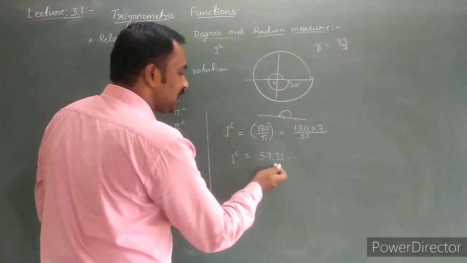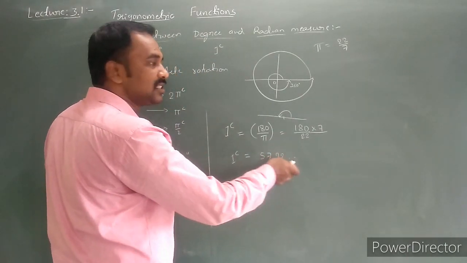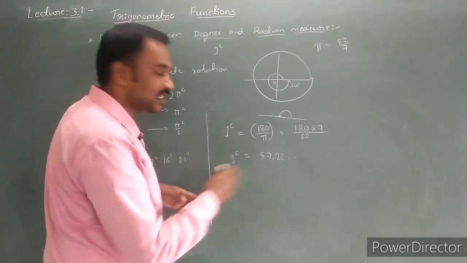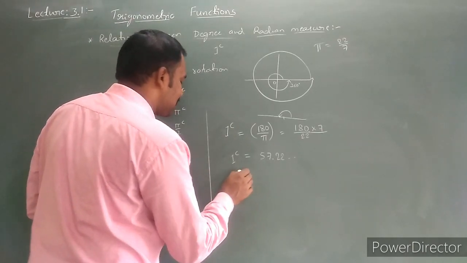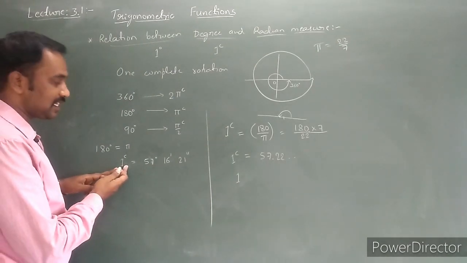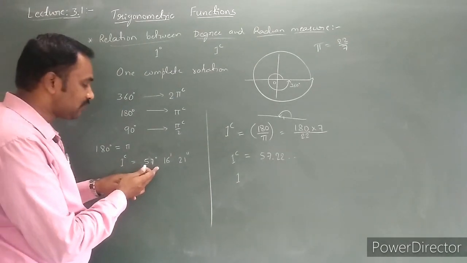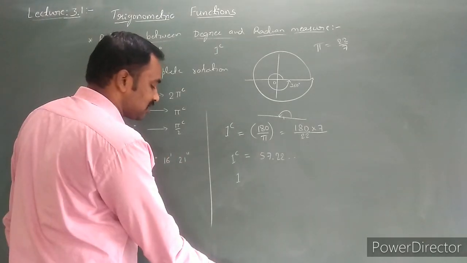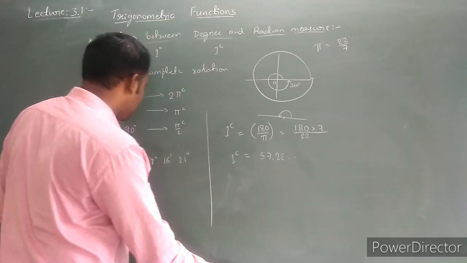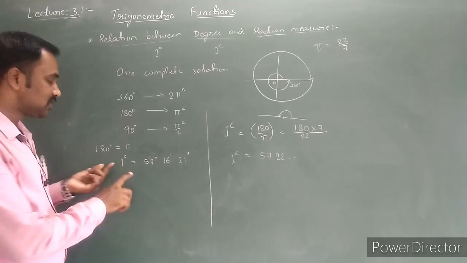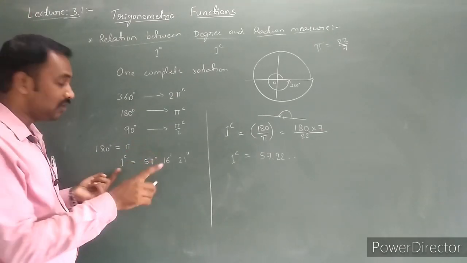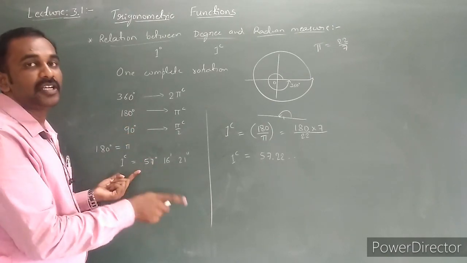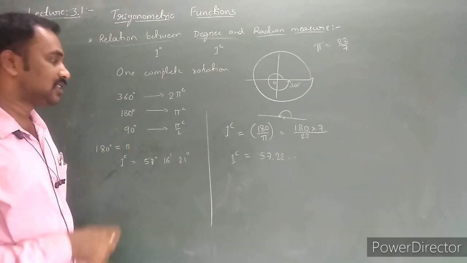So this 0.22 degree is again divided into minutes and seconds. We will come to know how to divide in the next videos. So I directly write it as 1 radian is equal to 57 degrees 16 minutes and 21 seconds. This is how we get 1 radian. Just observe: 1 radian is equal to how many degrees? 57 degrees 16 minutes and 21 seconds.